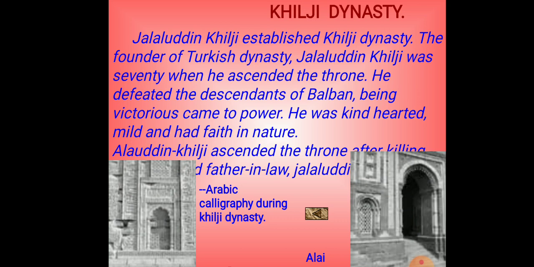Next we have the second dynasty of the Delhi Sultanate, that is the Khilji dynasty. Jalaluddin Khilji established the Khilji dynasty. The founder, Jalaluddin Khilji, was 70 years old when he ascended the throne of Delhi. He defeated the descendants of Balban and, being victorious, came to power. He was kind-hearted, mild, and had faith in nature, and he was succeeded by Alauddin Khilji.